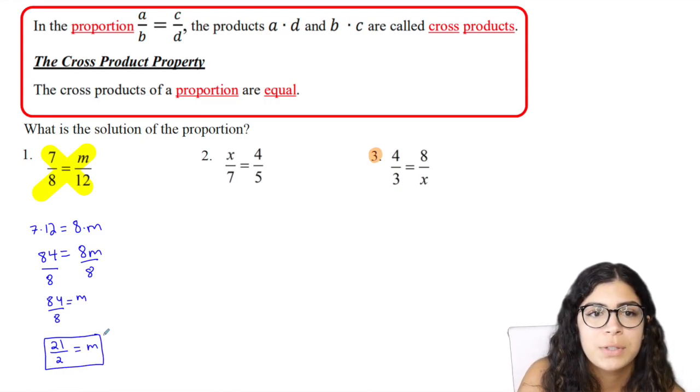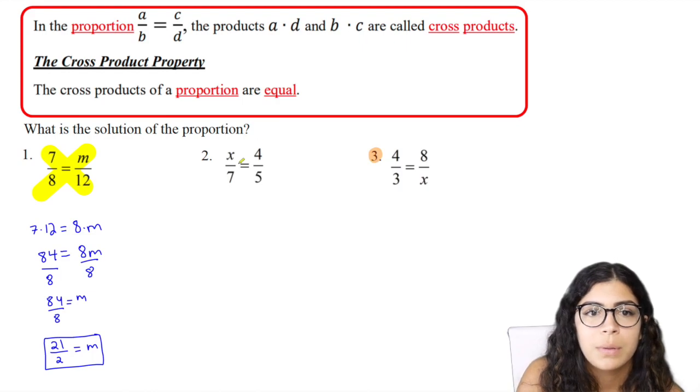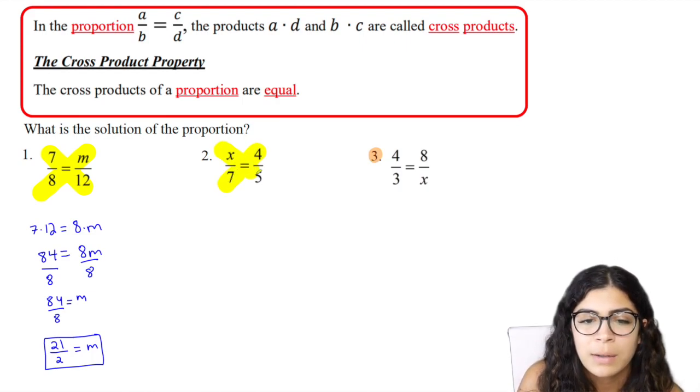All right, so let's do the next one. Again, you have a proportion, and you could do the cross products. So x times 5 equals 7 times 4.